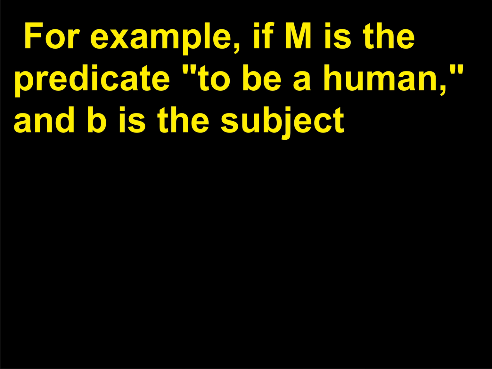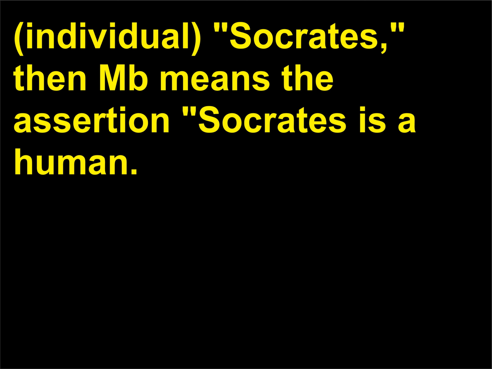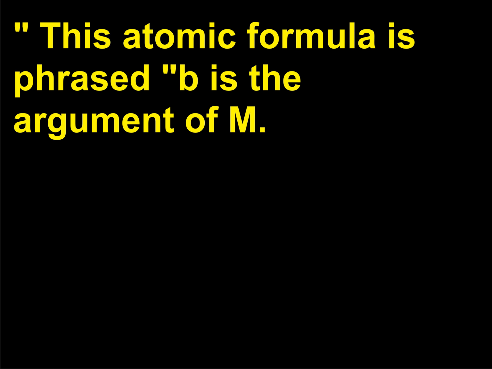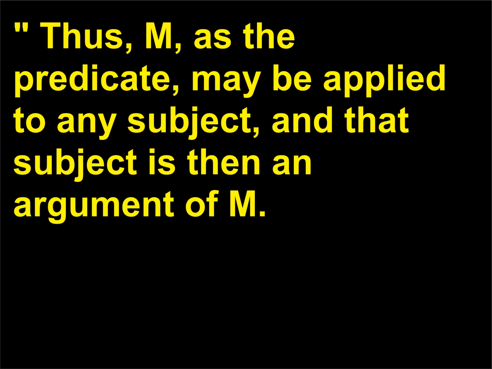For example, if M is the predicate to be a human, and B is the subject, individual, Socrates, then MB means the assertion Socrates is a human. This atomic formula is phrased B is the argument of M. Thus, M, as the predicate, may be applied to any subject, and that subject is then an argument of M.